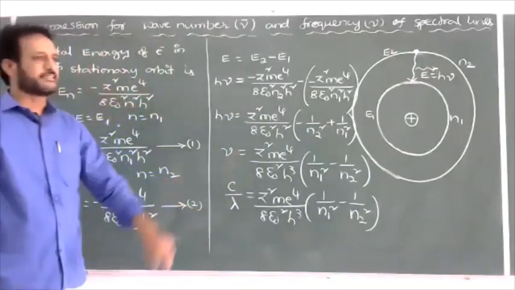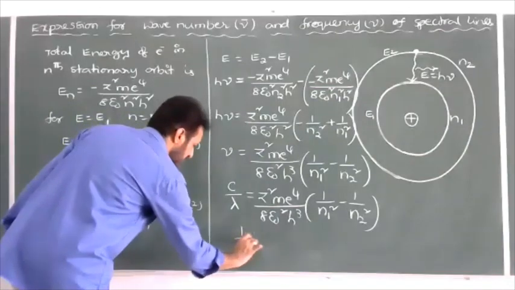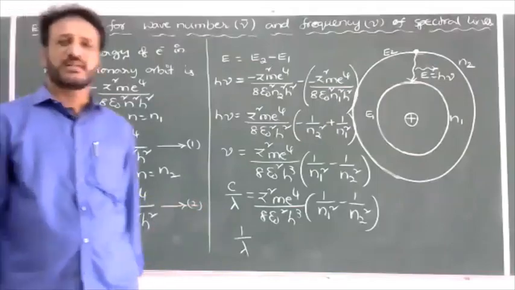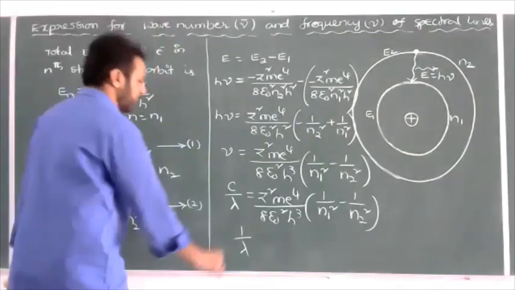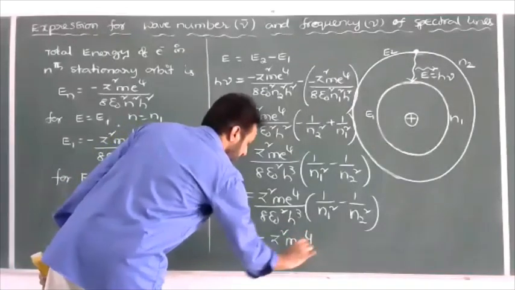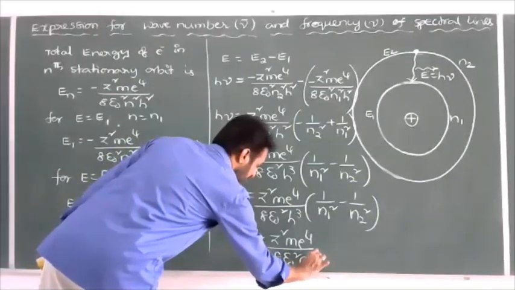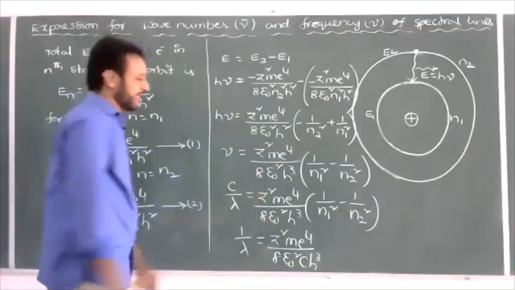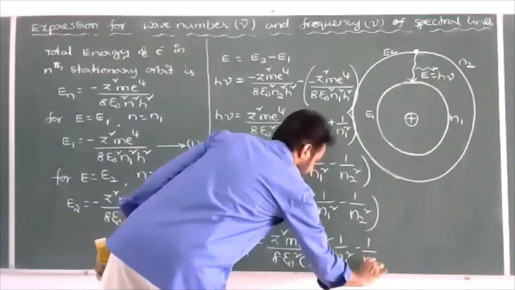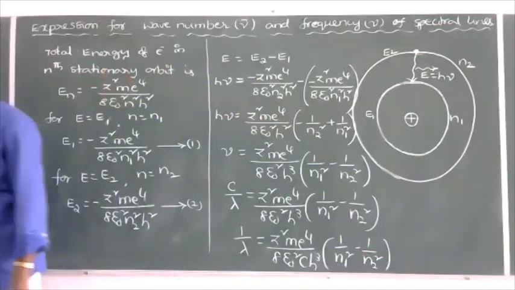Take this c to the right side. If you take c also to the right side, it means 1 by lambda. What is 1 by lambda called? Wave number. The reciprocal of the wavelength is nothing but called wave number. Therefore, 1 by lambda is equal to Z square into m e power of 4 by 8 epsilon naught square into c h cube, here c also written on the right side, into 1 by n1 square minus 1 by n2 square.